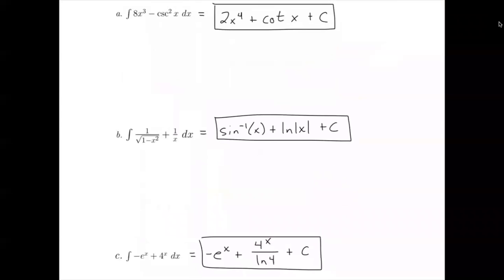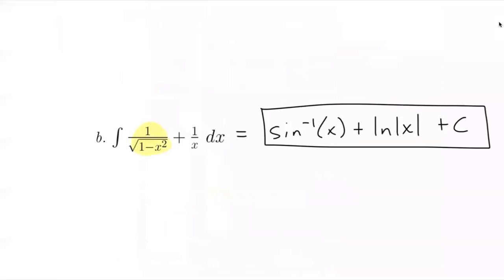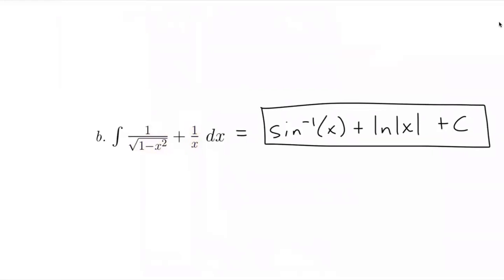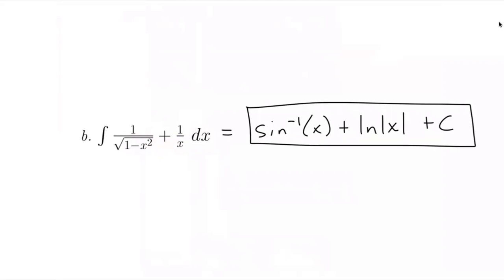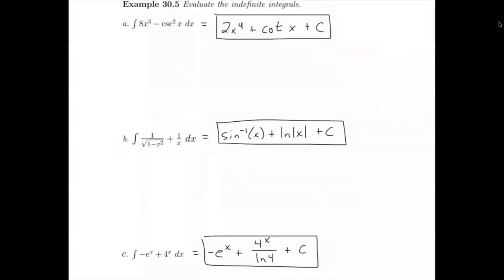Okay, the next one, the antiderivative of 1 over square root 1 minus x squared. That looks suspiciously like an inverse trigonometric function's derivative. And then plus 1 over x, that looks suspiciously, well, that's natural log of x's derivative. So that comes out exactly as we see it. This one integrates to sine inverse x. This one integrates to natural log x. All of our integral signs are gone by now, so we just add plus c.